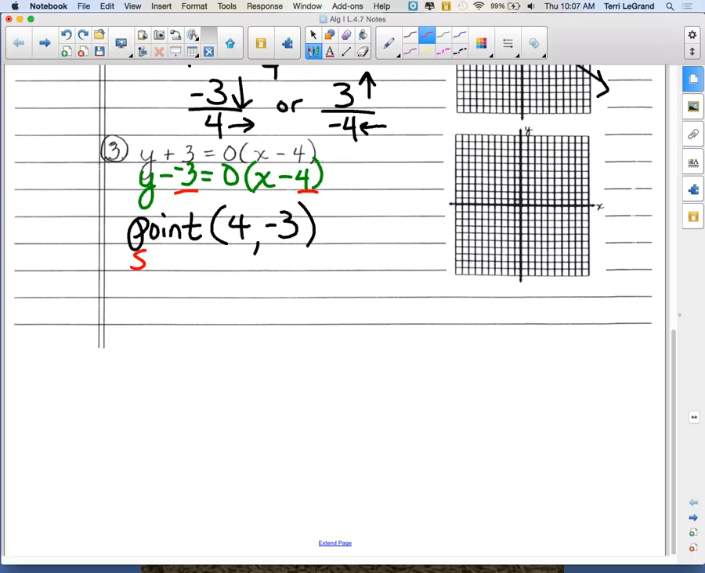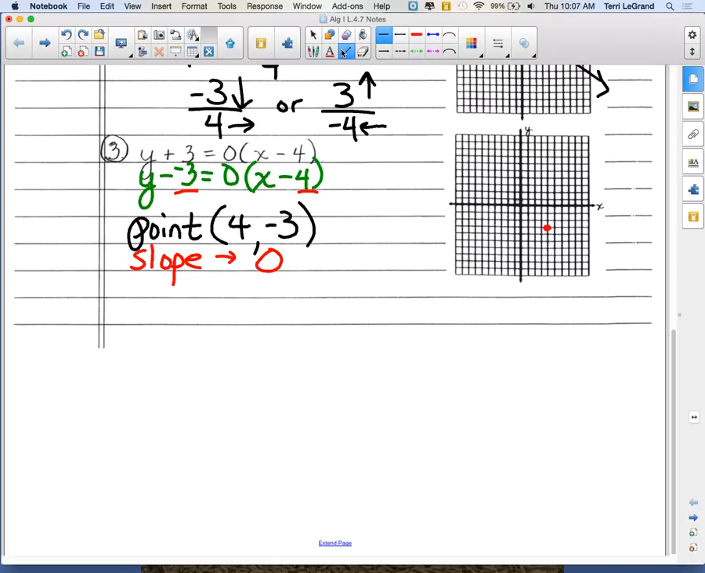Okay, what's the slope for this one? 0. Stop and think. When a line has a slope of 0, what's its behavior? Horizontal. It's a horizontal line. Good job, Tate. So you know all you have to do for this one? You have to put this point on the graph, 4, negative 3, and draw a horizontal line going through it. That's all you gotta do. You don't need 3 points for this one. I'll let you off with 1.